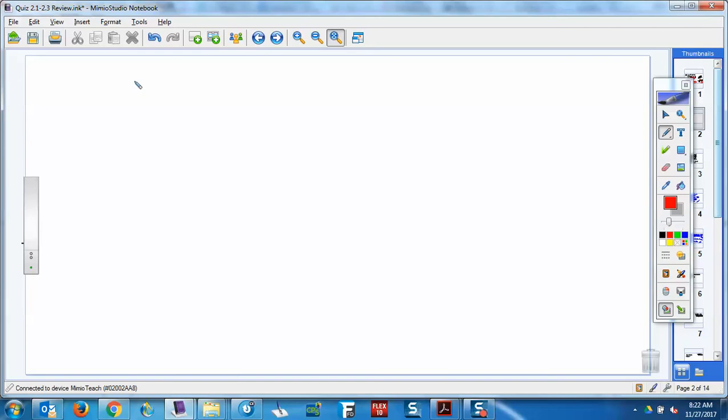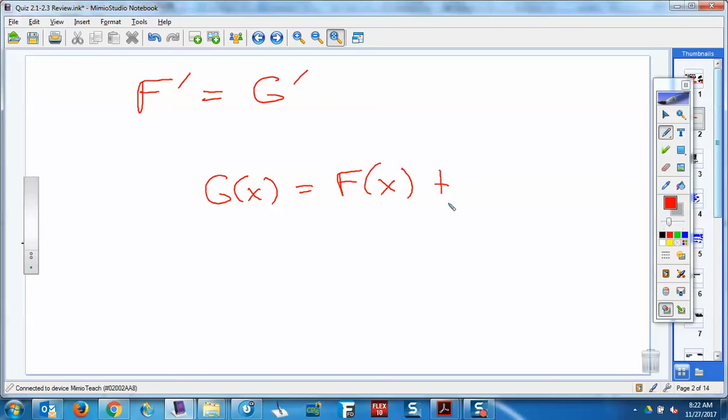34. Suppose that big F, I don't have my glasses today, so I'm in big trouble. What's that say? Big F prime is equal to big G prime for all x. Is it possible that big G of x is equal to big F of x plus, what's it say? Plus x?